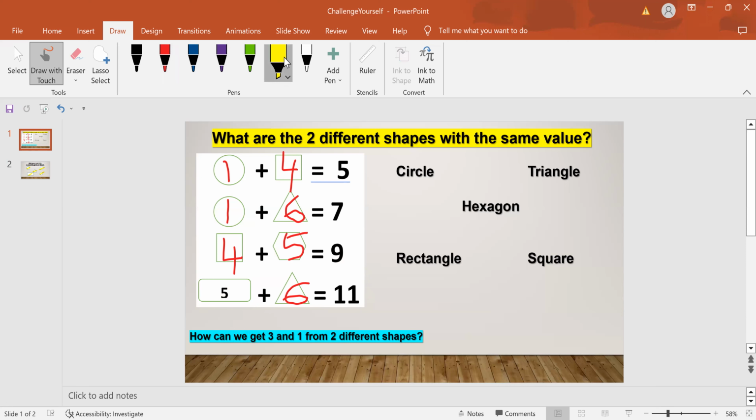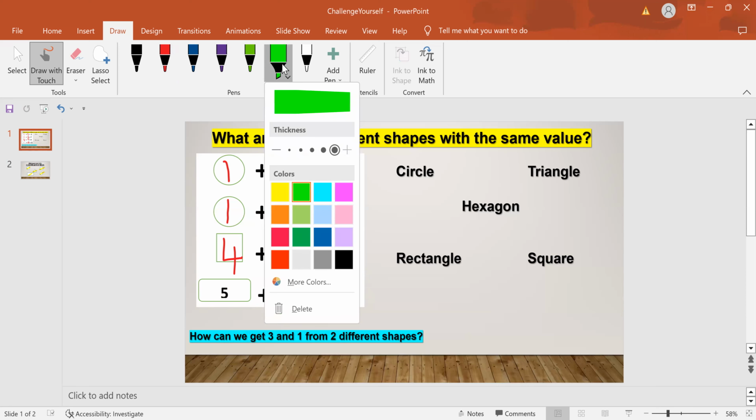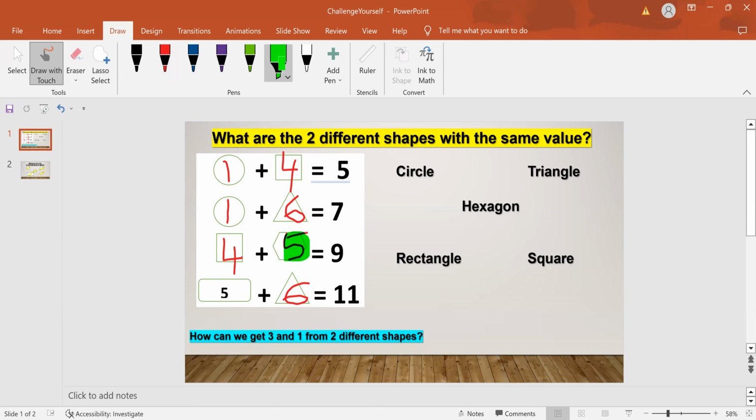Do you see that? We have a 5 here, we have a 5 here. So when the question said, what are the two different shapes with the same value? Here we have rectangle and hexagon. So these are the two shapes with the same value.